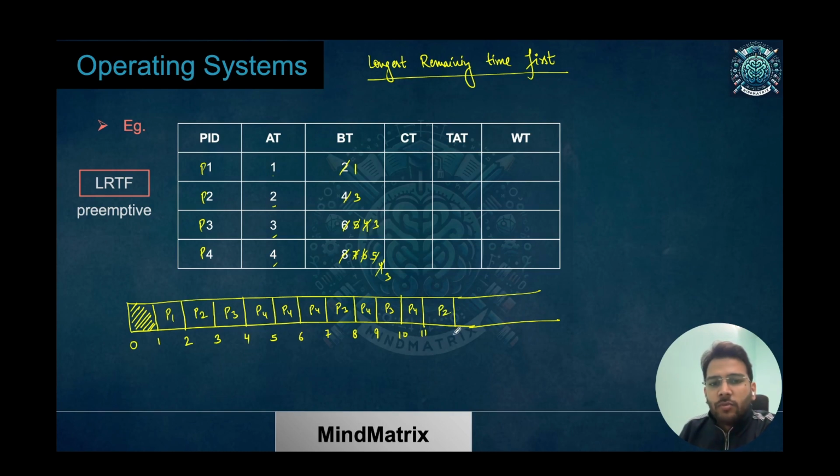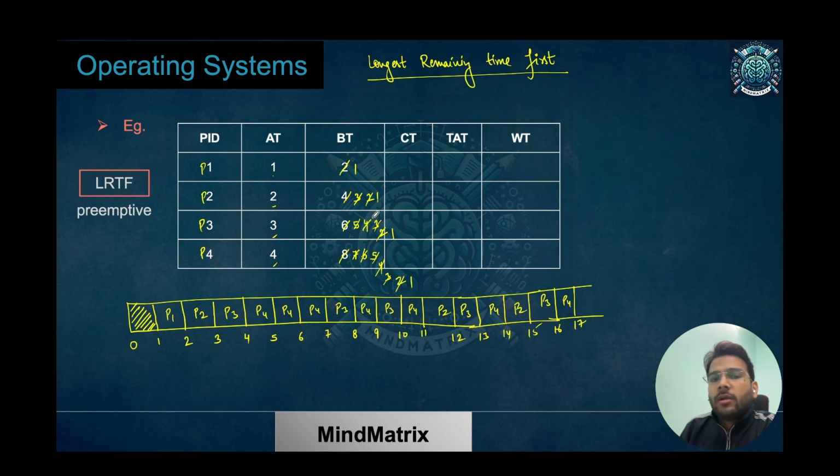If we schedule the P2 process for 1 unit of time, it is going to become 2. Then we can schedule P3 again, it is going to become 2. Then P4 for 1 unit of time, it is going to become 2 again. There is a tie between these three processes. So we are going to schedule P2 again for 1 unit of time, it is going to become 1. Then it is P3 for 1 unit of time, then P4 for 1 unit of time.